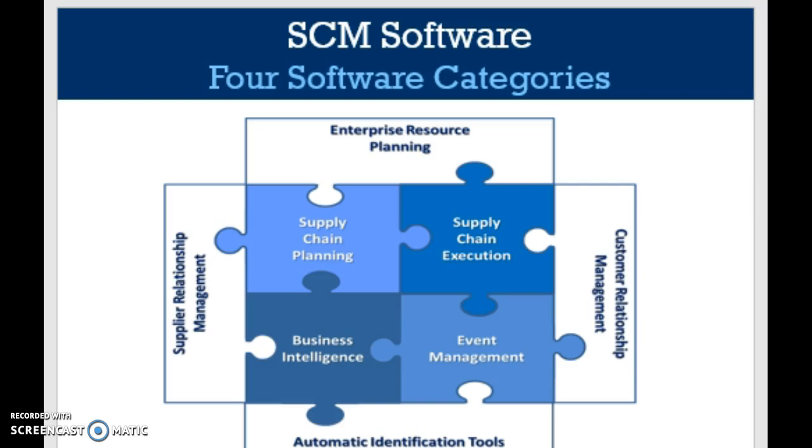Supply chain software applications harness the computational power and communication abilities of an SCIS to help managers make timely, appropriate decisions. The primary SCM software categories include planning, execution, event management, and business intelligence.